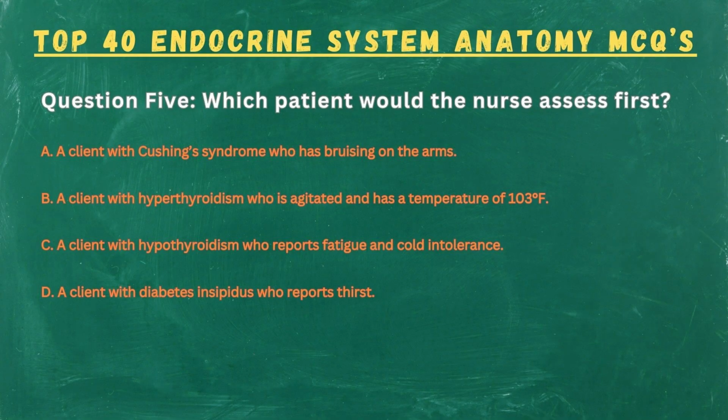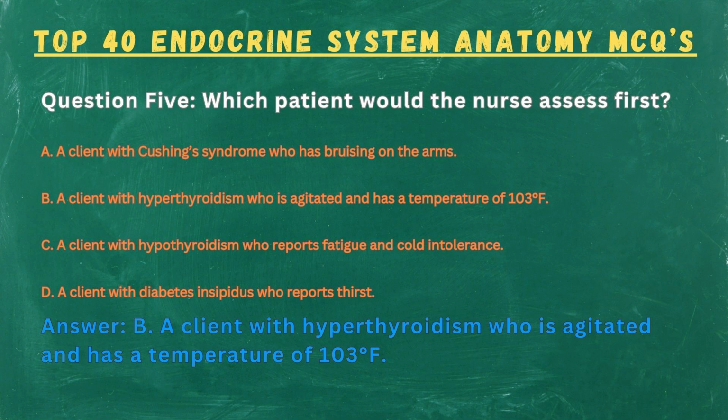Question 5. Which patient would the nurse assess first? A. A client with Cushing syndrome who has bruising on the arms. B. A client with hyperthyroidism who is agitated and has a temperature of 103 degrees Fahrenheit. C. A client with hypothyroidism who reports fatigue and cold intolerance. D. A client with diabetes insipidus who reports thirst. Answer. B. A client with hyperthyroidism who is agitated and has a temperature of 103 degrees Fahrenheit.